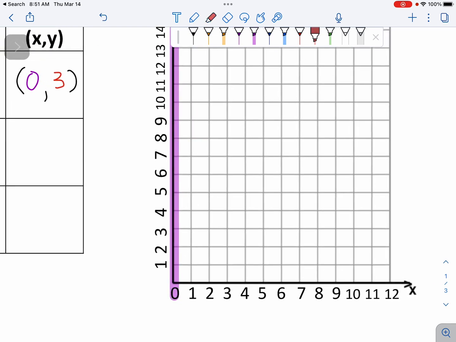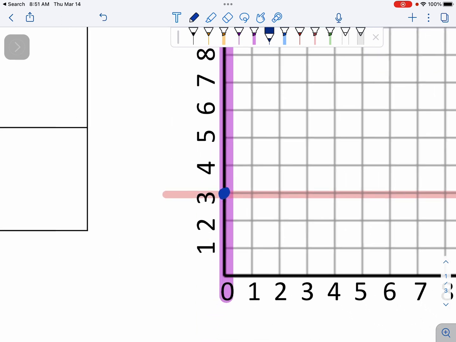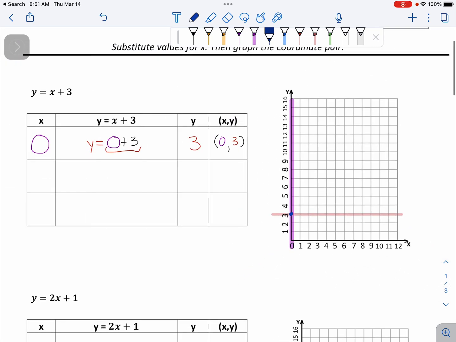So now I'm going to make a horizontal line going across. And do you see that? That crosses at y is 3. Where they intersect is where I'm going to put my first dot, right where they meet. Great.